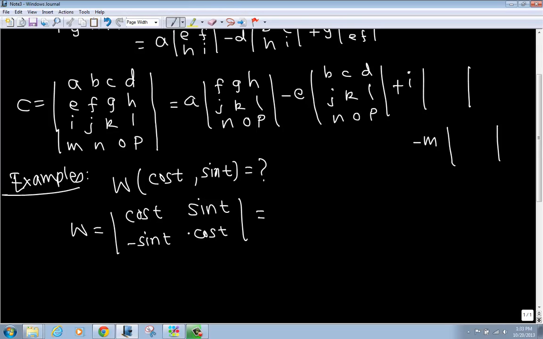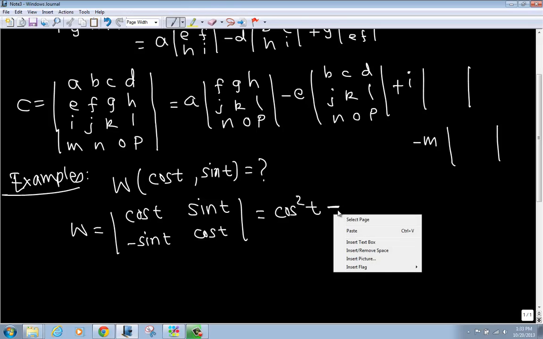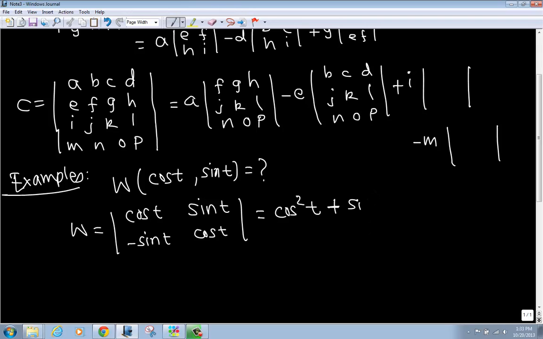Okay, cosine times cosine, so cosine square t minus negative sine t times sine t, negative sine square t, that negative makes minus, plus sine square t, and we can simplify: cosine square t plus sine square t is equal to 1. Okay, let me do another example, number 2.